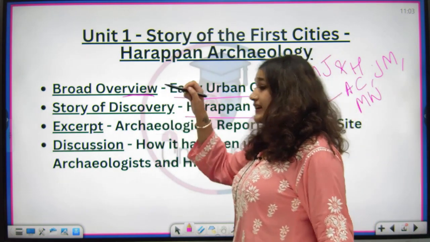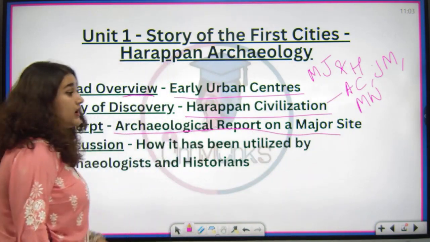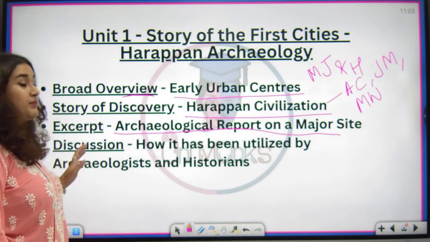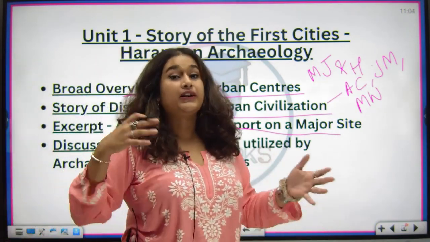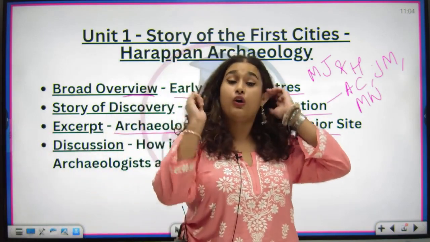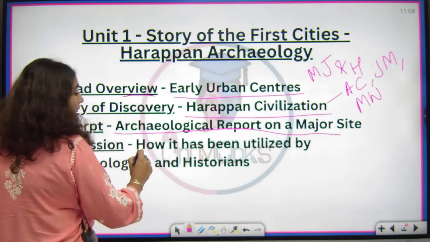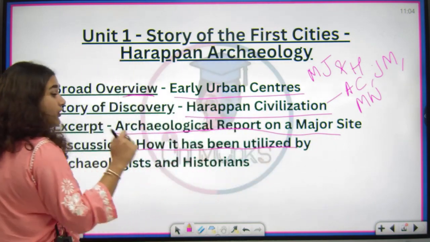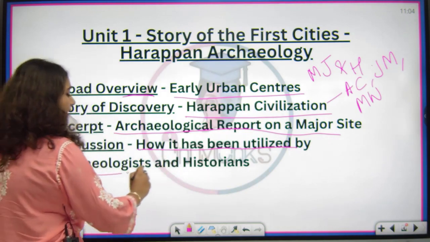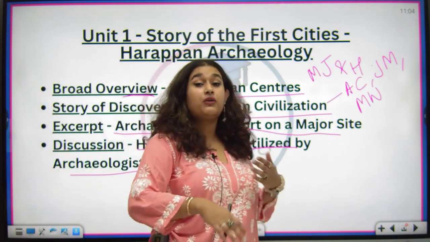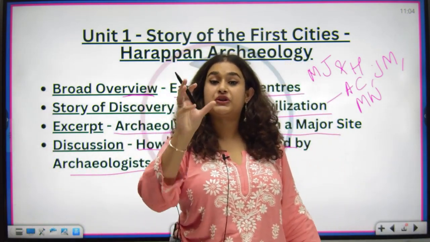Apart from this, an excerpt can come from the archaeological report on a major site. It hasn't come yet in any of the previous papers, but that does not mean that it won't come in a future paper, alright? So always be prepared, okay? Lastly, you're going to talk about how the information that the archaeologists discovered at the Harappan sites was utilized by them, alright? How they found out more things about the Harappan civilization from the little information that they gathered from those sites, okay?